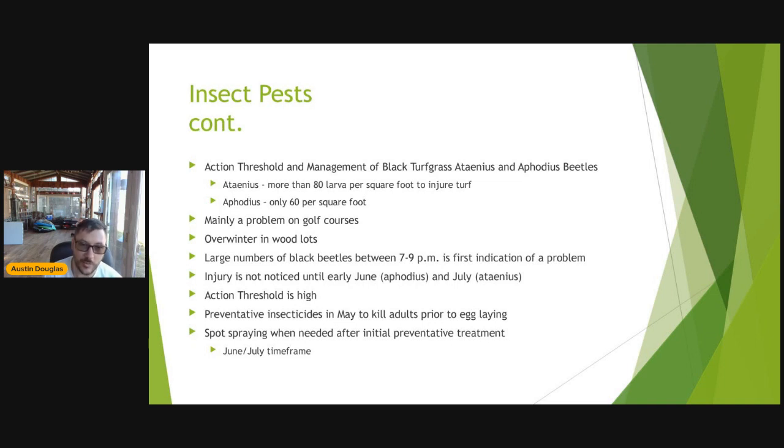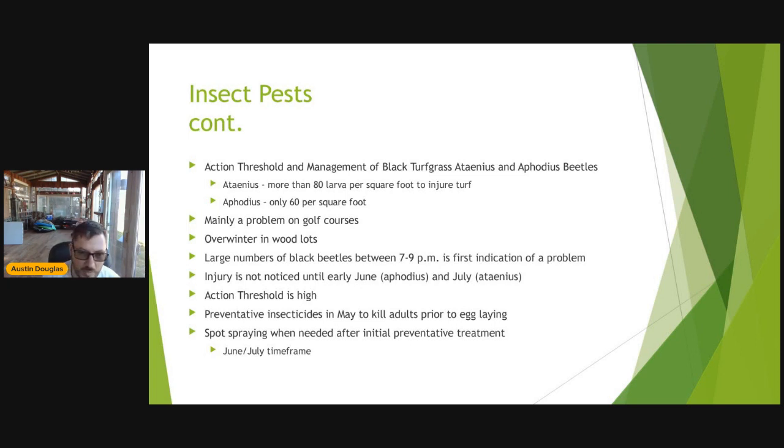So if we're having 60 to 80 larvae per square foot, it requires a substantial population before you even want to take any management, really. Preventative insecticides in May to kill the adults prior to egg laying. So that's one way that you can control the population. And then spot spraying when needed after the initial preventative treatment, sometime in June and July. So if you're seeing these, you can do a little spot treatment.